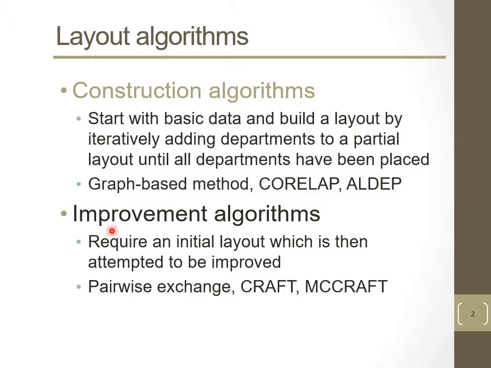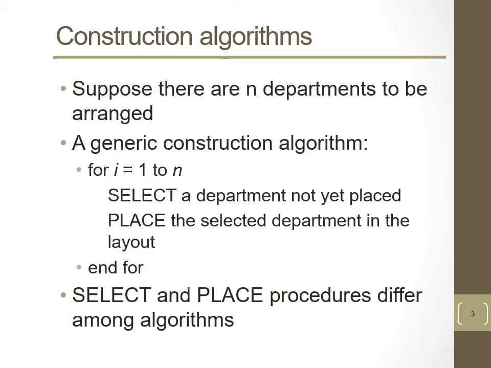On the other hand, in improvement algorithms, you already have an initial layout. Either you find it by yourself or you already have your facility working. It has an initial layout and you want to improve it. So you start from an initial layout and try to improve it. And the pairwise exchange method, the CRAFT algorithm, or the MCRAFT algorithm that we will talk about, can be given as examples of improvement algorithms. In this lecture, we will talk about the construction algorithms.